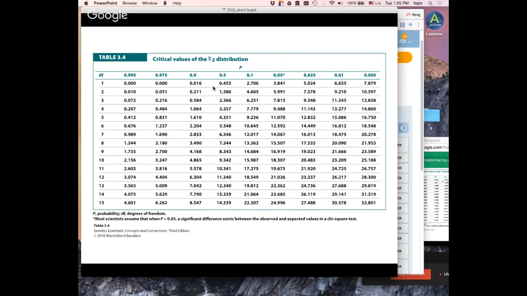Basically, our theory can explain the world. Basically, our theory is good. So that's basically what this means. But what if the p value is smaller than that? In fact, let's do this.